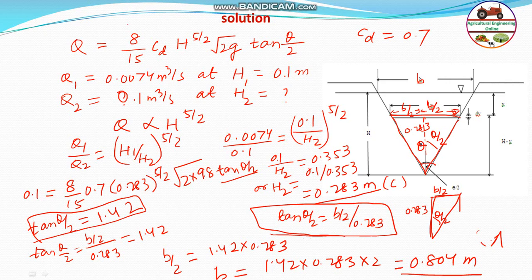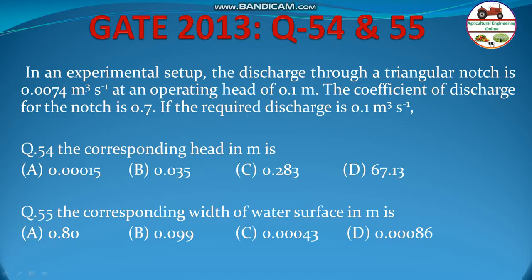So in the first case the answer was C, question number 54, and the second, question 55, the answer is A. So this is the answer, C and A.